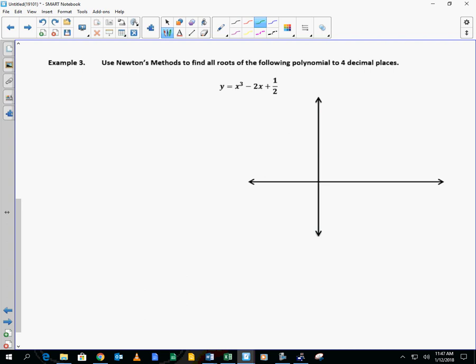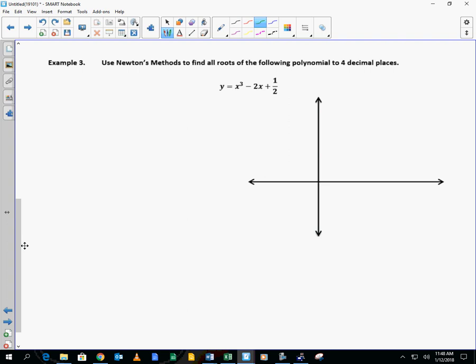So we'll try to clarify those and put them together as we look at example 3. Use Newton's method to find all the roots of the following polynomial to 4 decimal places. So we're going to make sense of it all right here. How many real solutions could this polynomial have? It could have 3. It maybe only has 1. Maybe it looks something like this, but it could have 3.